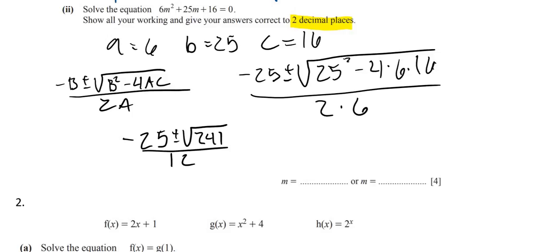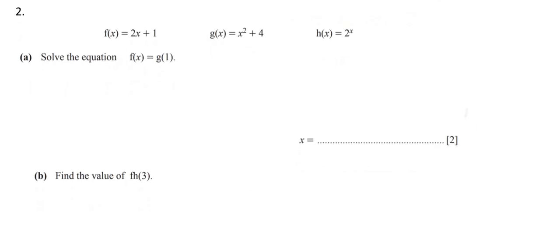When you work this out, there's 2 solutions here. There's negative 25 plus this, and there's negative 25 minus this. And so just calculator work, and it's that and that. That problem didn't really seem to be too much of a problem for many folks. Okay, so the next piece, f of x equals g of 1. f of x is 2x plus 1, and g of 1 ends up being 5 when we do 1 squared plus 4, right?